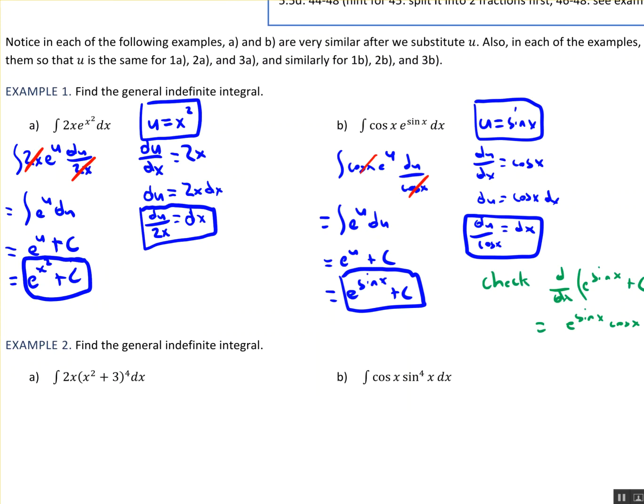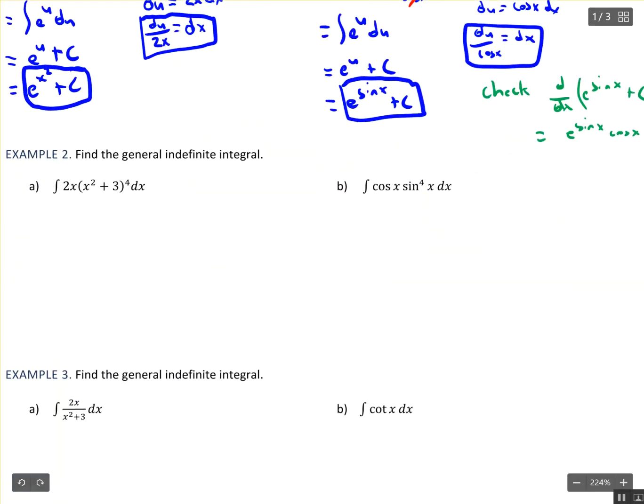If this 2x wasn't there, if it was just the integral of e to the x squared dx, if that was our problem, that ends up being a lot harder to deal with than the one we have, even though the one we have looks more complicated. And we won't have to deal with that in this class.